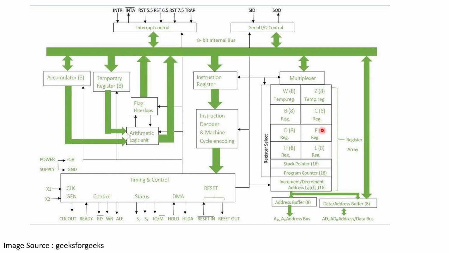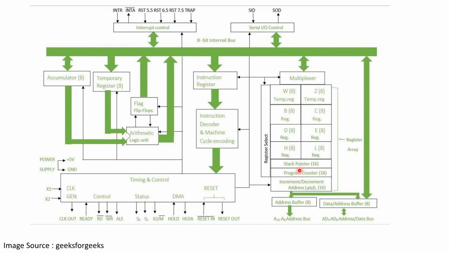These are B, C, D, E, H, and L. And W, Z are reserved registers. As you can see, they are shown as the temporary register here. Then we have this program counter, which holds the address value of the memory for the next instruction that is to be executed. So it holds the address value of the next instruction that needs to be fetched.